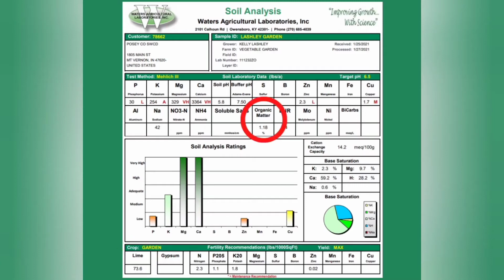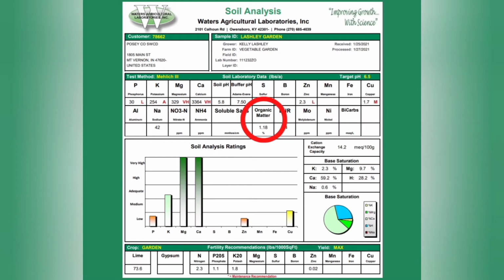The other thing that we'll notice in the second line is called organic matter. The organic matter is only 1.18%, and that is a very low organic matter level. We want the levels to be between 2 and 5% for healthy soils.